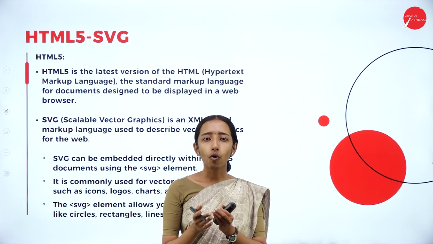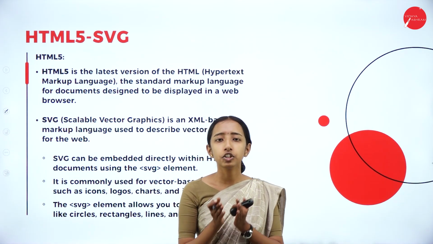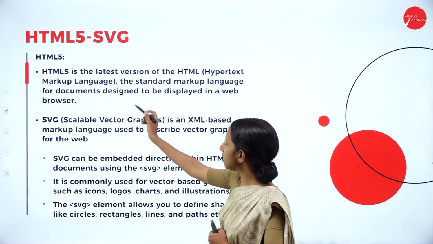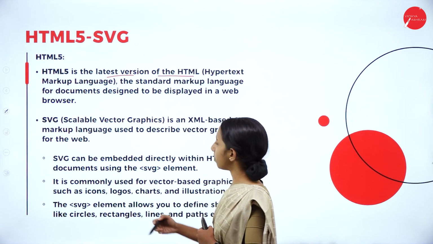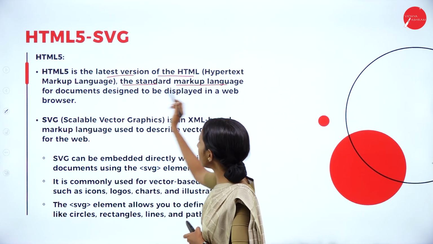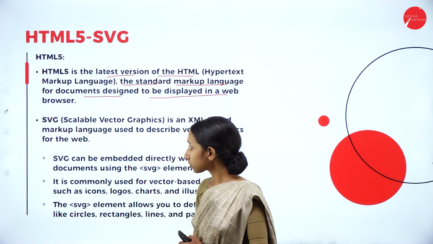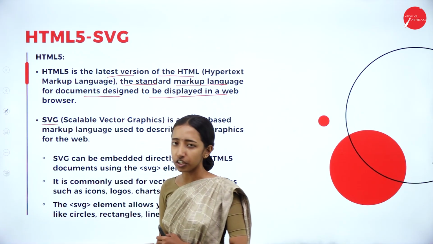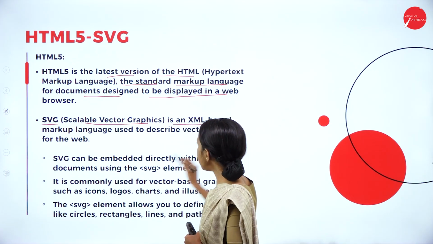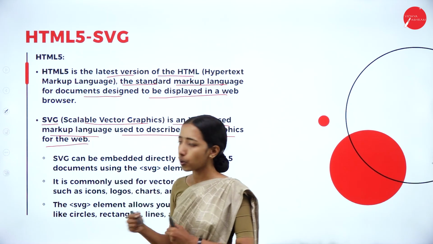So the first is, what do you mean by HTML5 and SVG? So HTML5 is a new version that was released in 2014, and here the HTML5 is the latest version of the HTML, meaning the hypertext markup language and the standard markup language for document design to be displayed in a web browser. Next we are having the SVG, meaning scalable vector graphic. So this is an XML based markup language used to describe the vector graphic for the web.